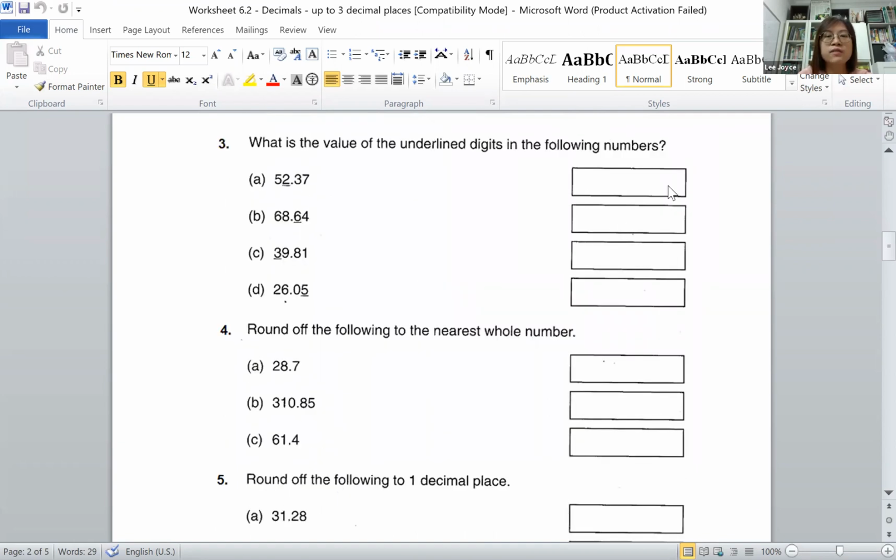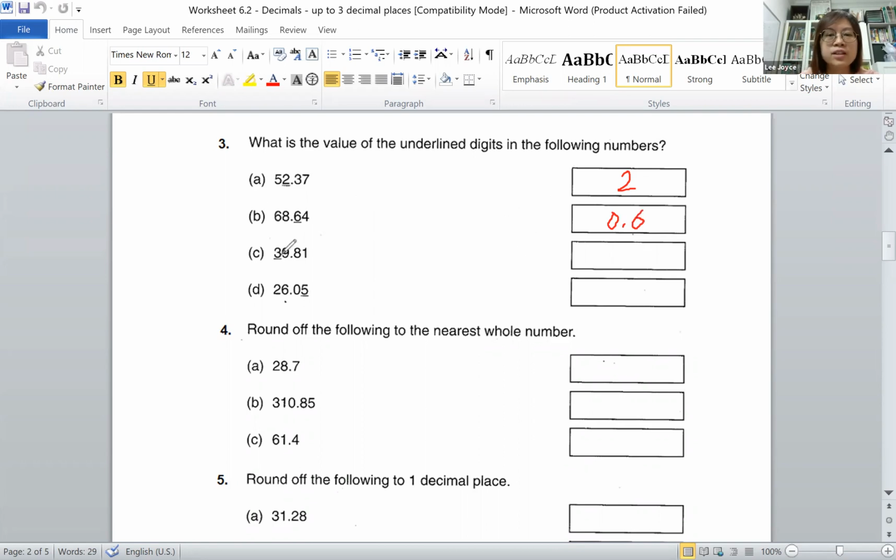What do they mean by asking the value of the underlined digits in the following numbers? When they ask for the values, it's not writing out the place value, it's actually writing down the values. For example, question 3A, this 2 is in the ones place, so it will just be 2, right? Then what about 3D? The 6 is in the tenths place, so you must write it as 0.6. That's what they meant by values.